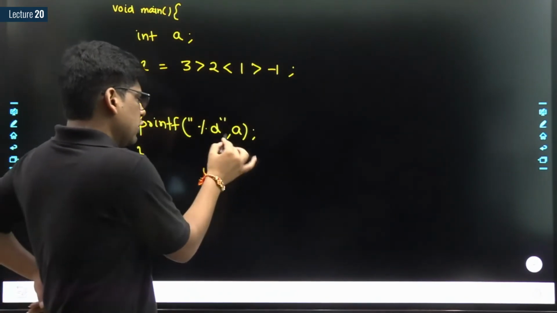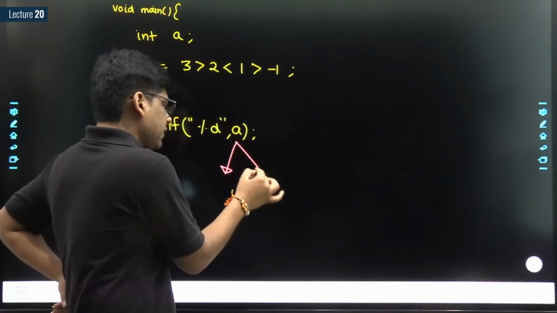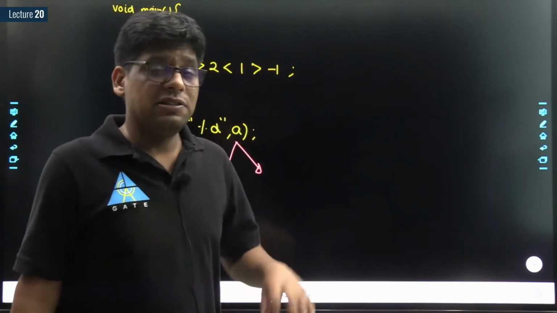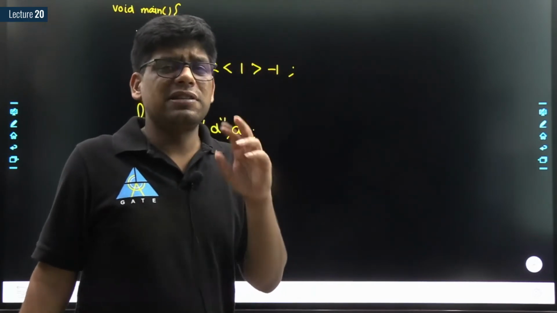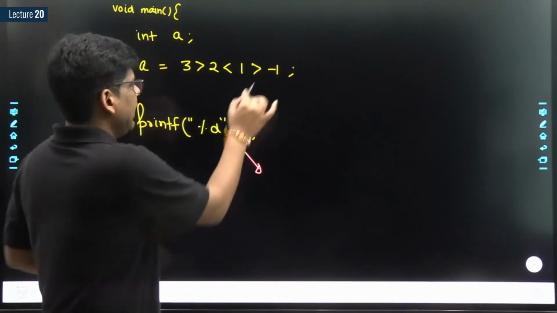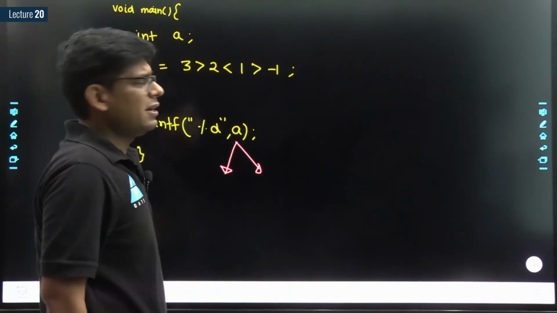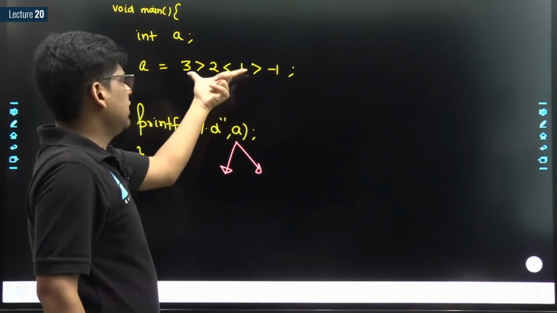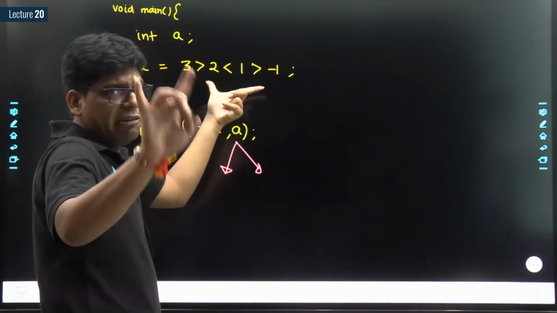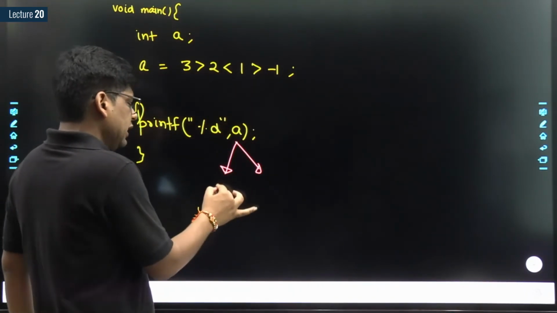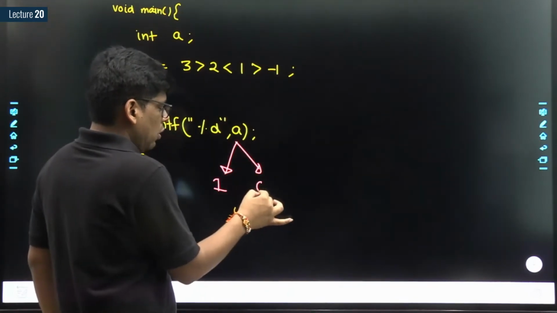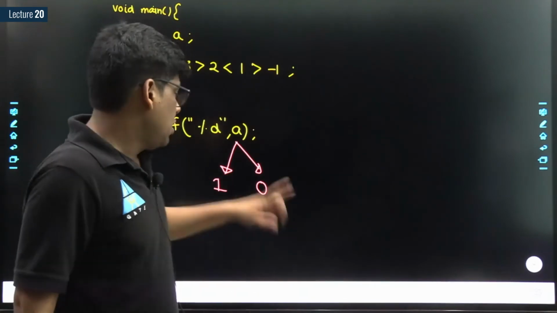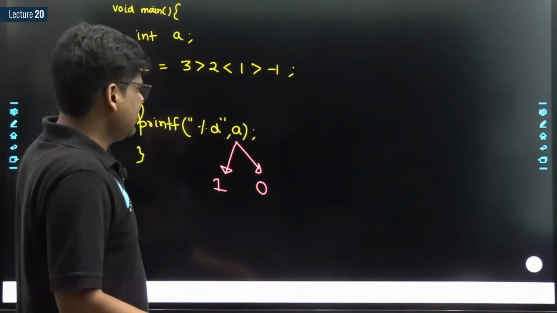If I ask you what could be the possible value of A, sir, because you have told us that the result of every relational operator is either 0 or 1. And here we involve all relational operators. That means, sir, after evaluation, the result could be either a 1 or a 0. So, one thing is for sure, the output of this code cannot be anything other than 1 and 0. Okay. What it is, let's see.